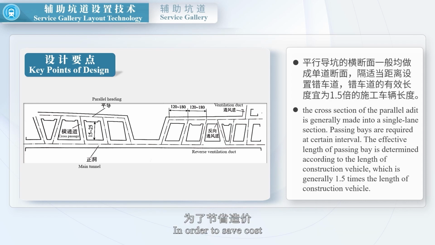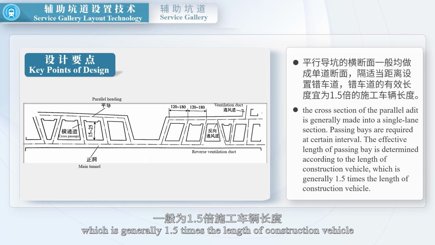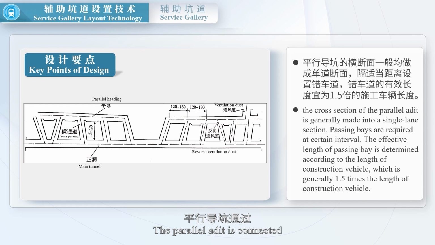In order to save cost, the cross-section of the parallel adit is generally made into a single-lane section. Passing bays are required at certain intervals. The effective length of passing bay is determined according to the length of construction vehicle, which is generally 1.5 times the length of construction vehicle. The parallel adit is connected to the main tunnel through the cross passage.